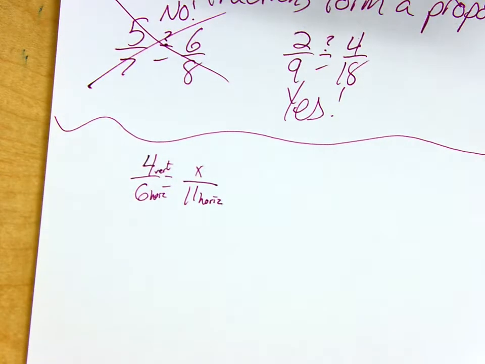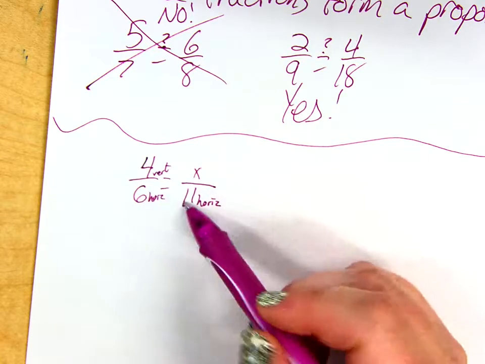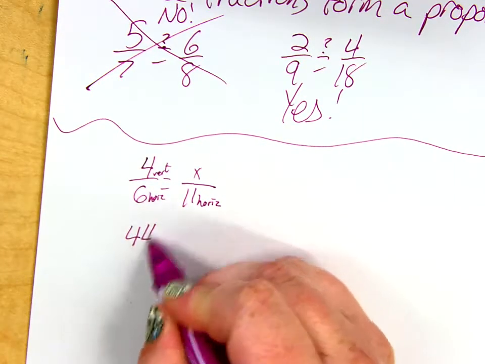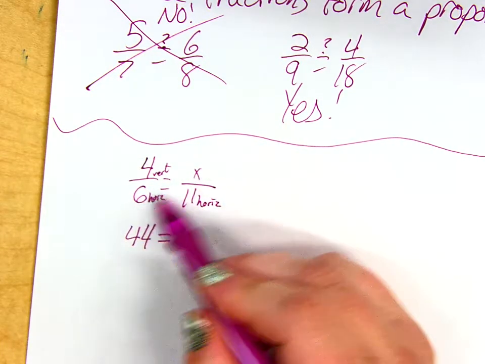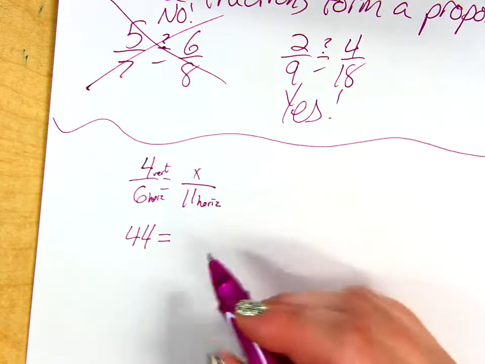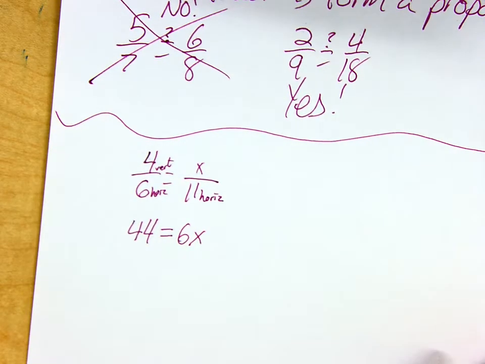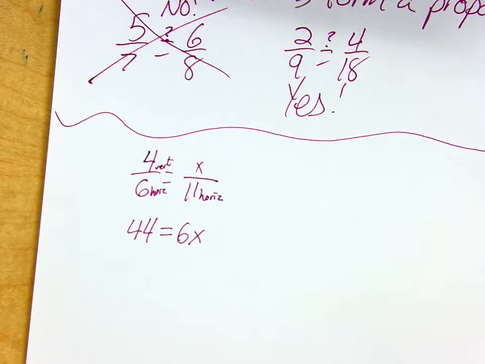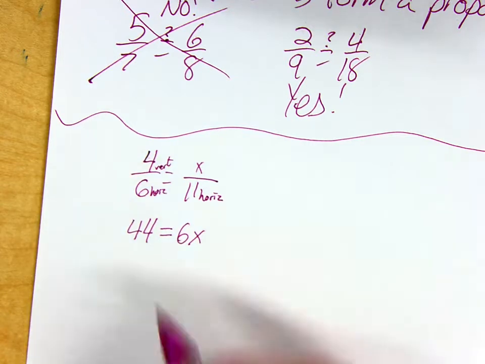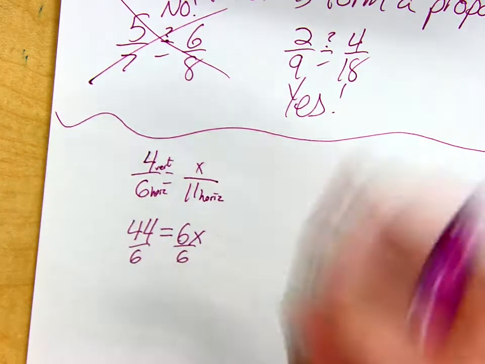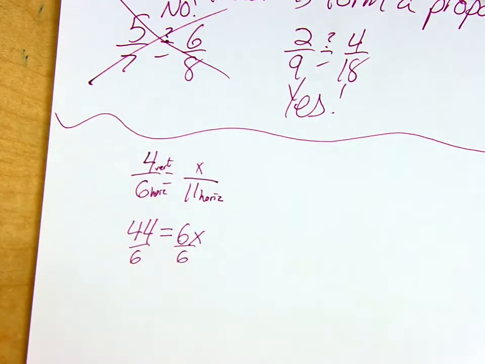So what I can do is use that property of proportions. I can multiply the diagonals and look what happens. What do you get when you multiply 4 times 11? 44. So I'm going to set that equal to the product of the other side, 6x. You get an equation that you can solve pretty easily too, right? I just want to get the x by itself now, so what do I do? Divide by 6. So I'll just see what 44 divided by 6 is.